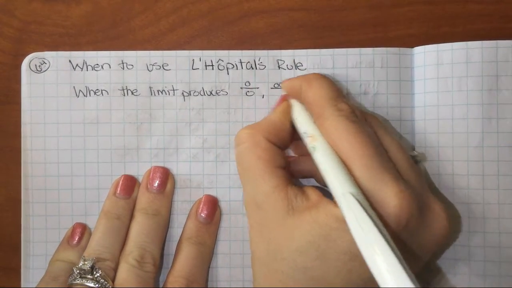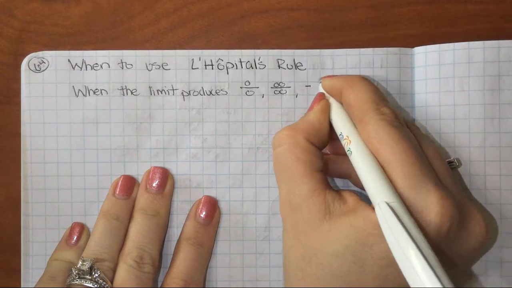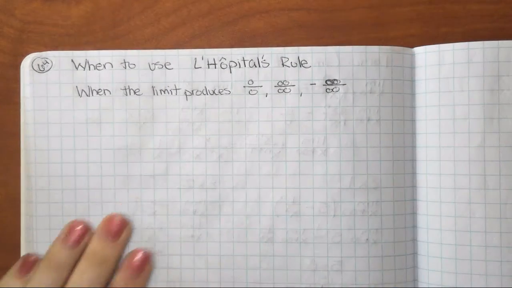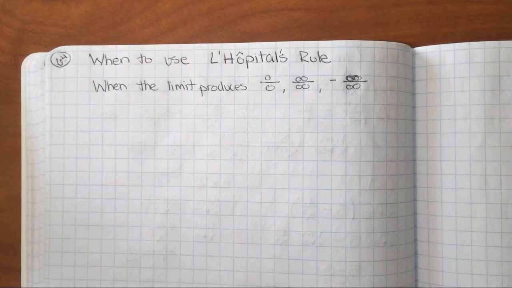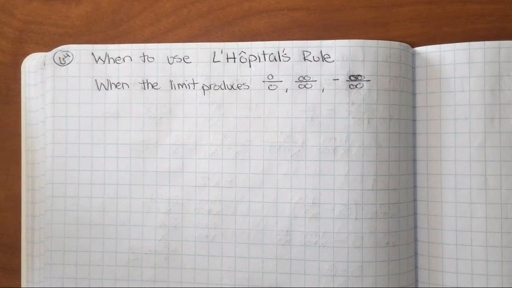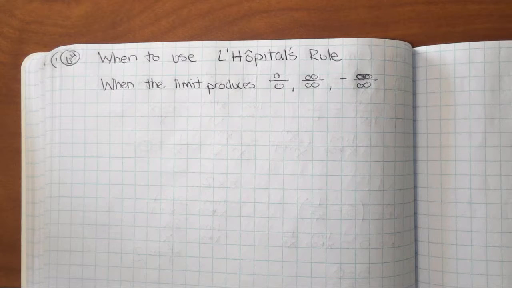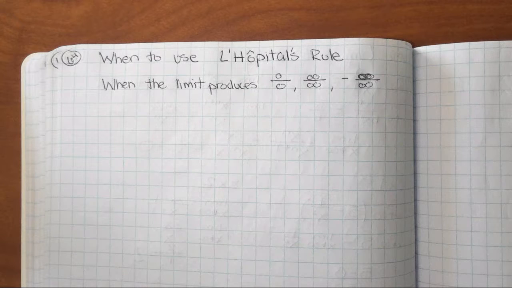Infinity over infinity, or negative infinity over infinity. Wait, so why would infinity over infinity just be 0 or 1? Because which infinity is growing quicker? Okay, so that's what you don't understand. That's why we have to use L'Hopital's rule, because we understand the concept of infinity, yeah, it goes on forever, but it's hard to imagine which one's growing faster.